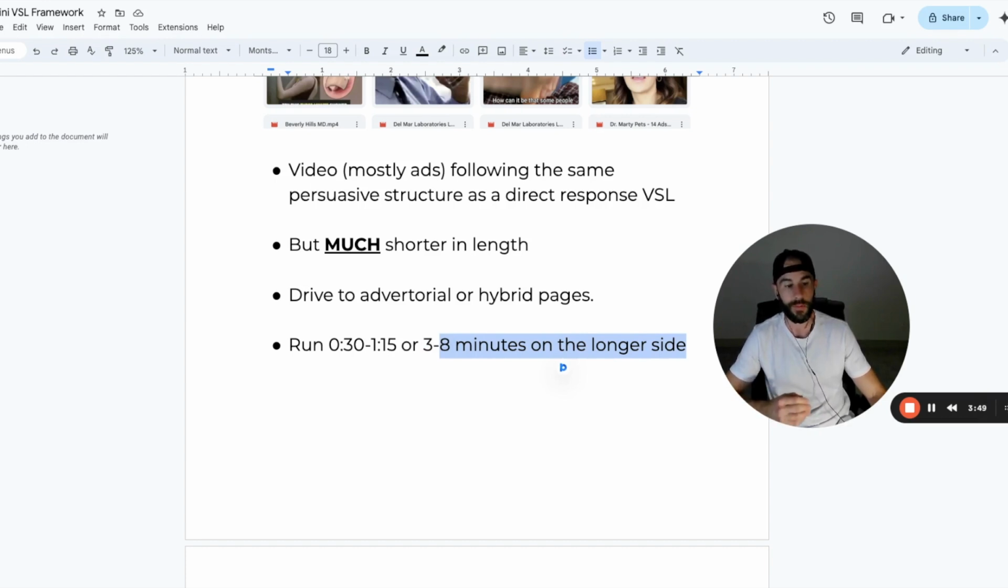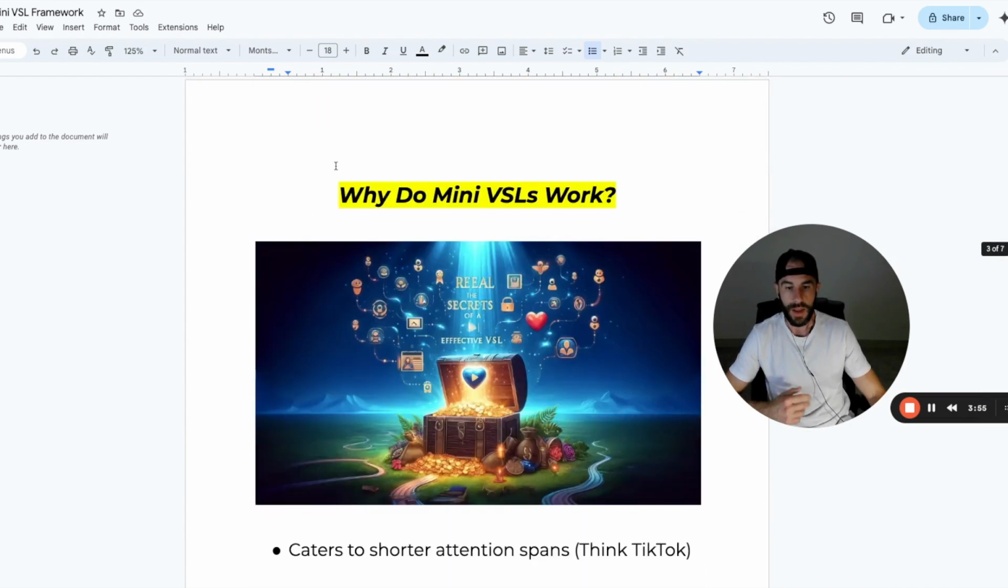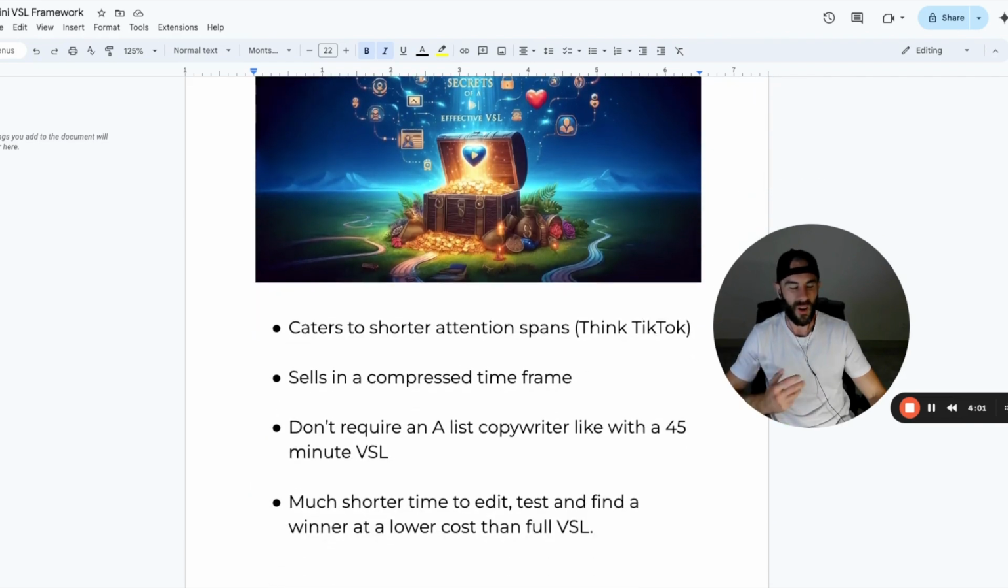So this stuff works very, very well in the health, fitness, and e-com supplement space. Next, we need to look at, well, if they're shorter, why do mini VSLs work as well as they do? I already kind of hit on this a little bit, but I think it really caters to our shorter attention spans, our dopamine-seeking behavior, and the TikTokification of our brain. We want short, punchy, dopamine-driven style stuff.